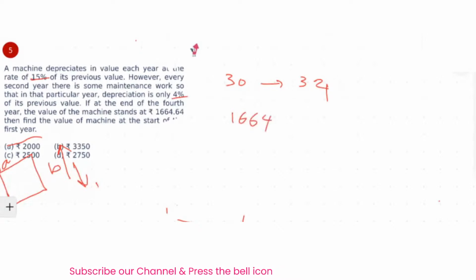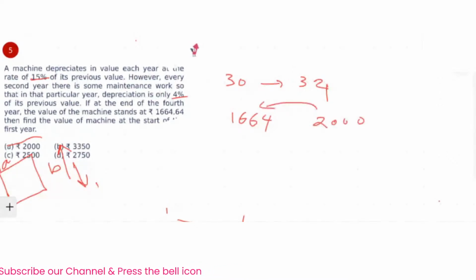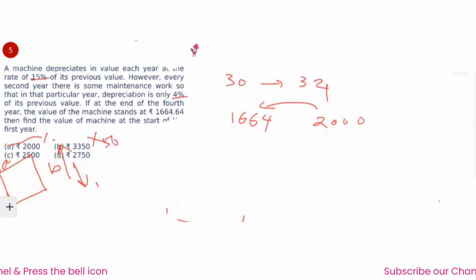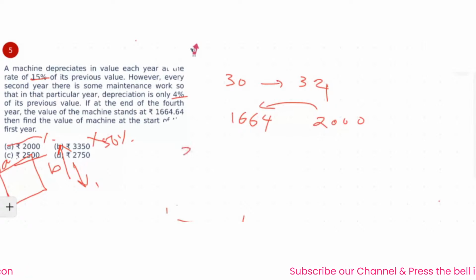1664, and if you consider the first option 2000, this is nearly 20%, correct? So this is not the option. If you consider 3350, this is around maybe 50% less. So I will go with the third option, because the only possibilities are C and D. I will go with 2500.